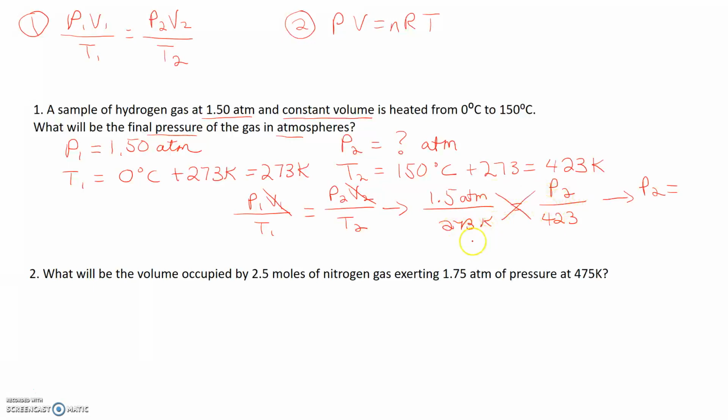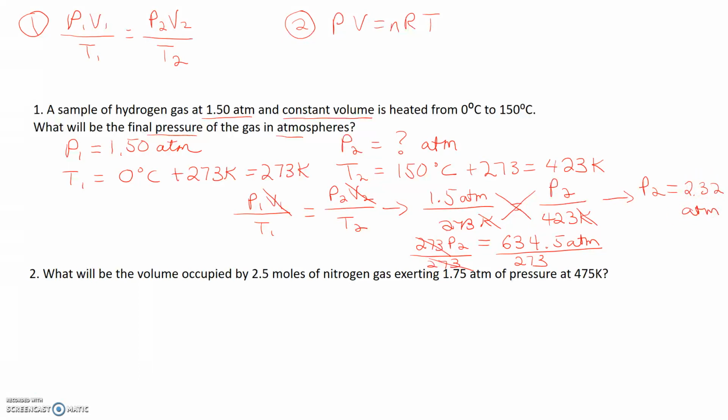I'm going to do P2 times 273, so that's 273 P2. This unit should cancel because it will divide once you do that. Then 1.5 times 423 is going to be 634.5. This is in pressure, so atm. Solving for P2, lastly you do 634.5 divided by 273, and I get 2.32 atm.